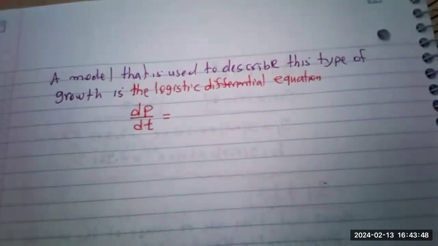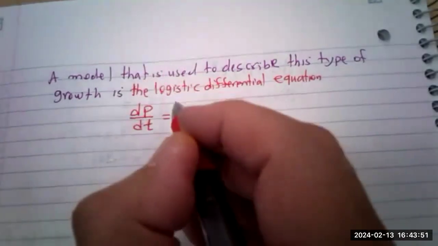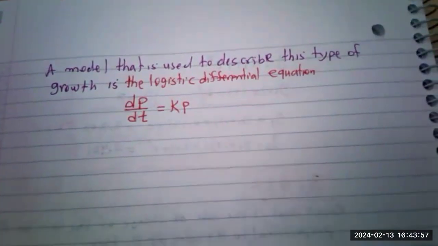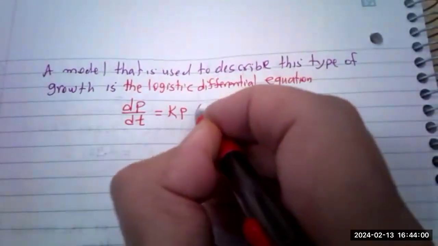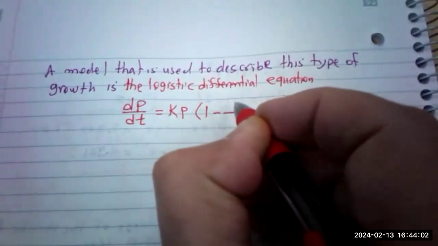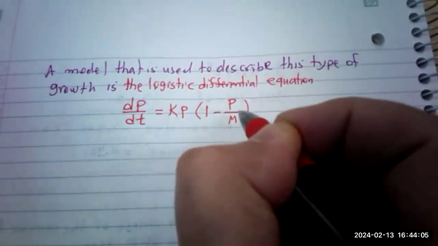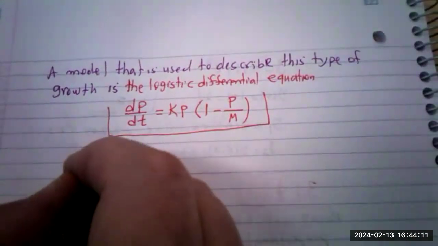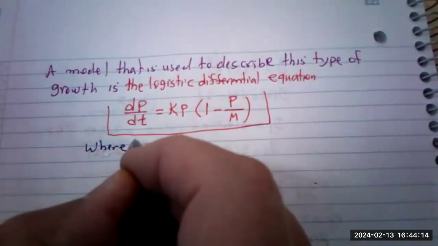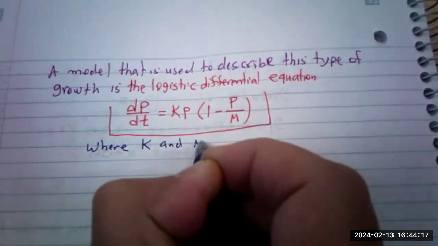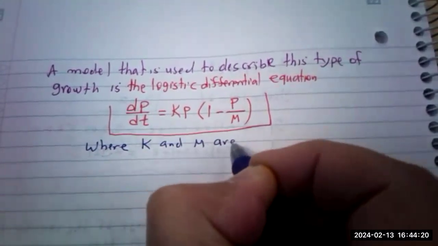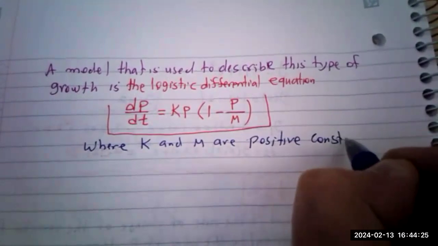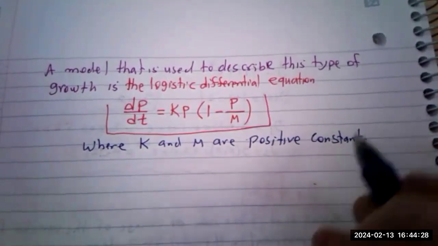Now it's going to be k times P, as we did before, times the restriction, 1 minus P over M. This is the general form of the logistic equation. These k and M are going to be your constants. K and M are positive constants.